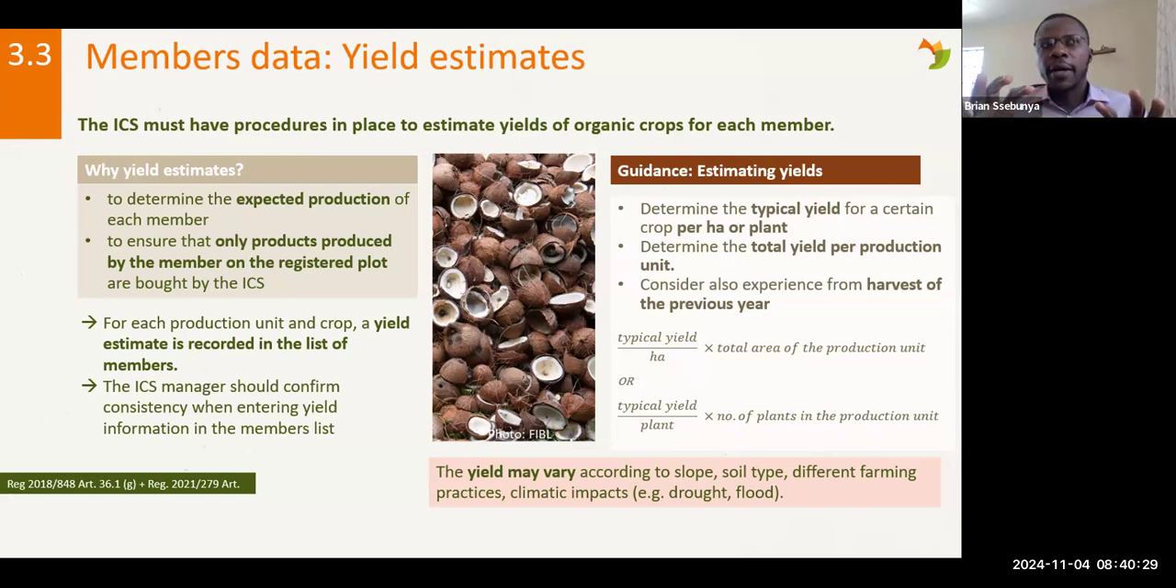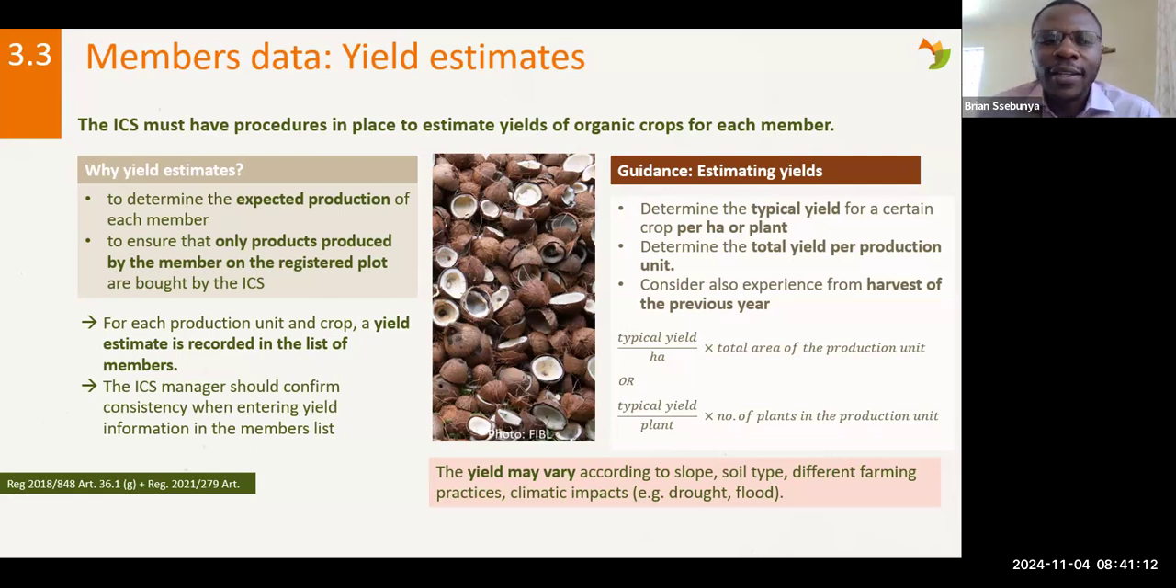A group of operator members can have conventional or non-organic plots, so long as the crop is not the same, and so long as there is clear separation in terms of the inputs they use. That's okay. However, in the group of operators, we can't have organic and non-organic farmers. We can only have organic farmers, but the organic farmers can have some conventional production, so long as the crop is different.